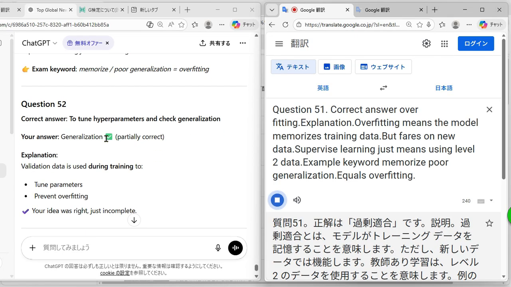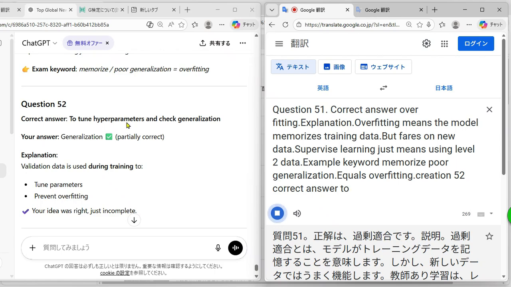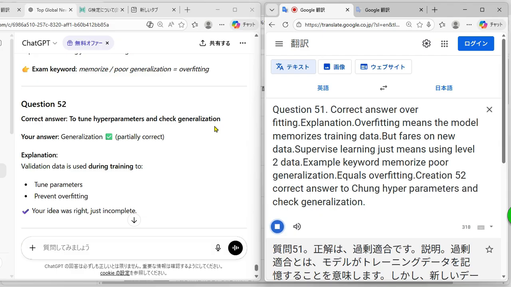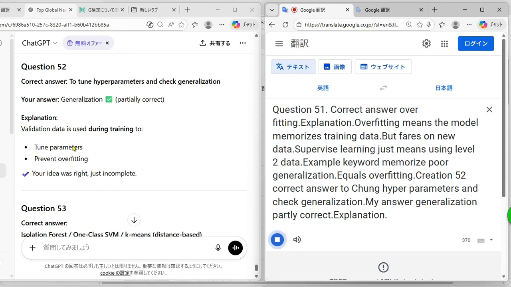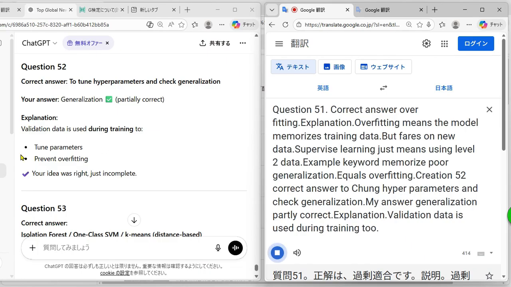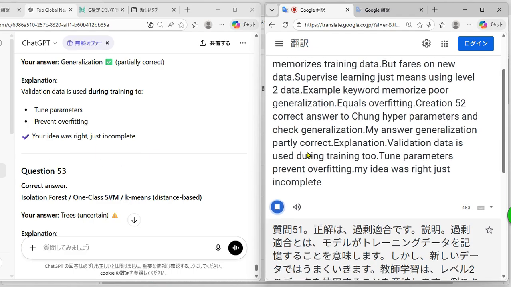Question 52. Correct answer: to tune hyperparameters and check generalization. My answer, generalization, was partly correct. Explanation: validation data is used during training to tune parameters and prevent overfitting. My idea was right, just incomplete.